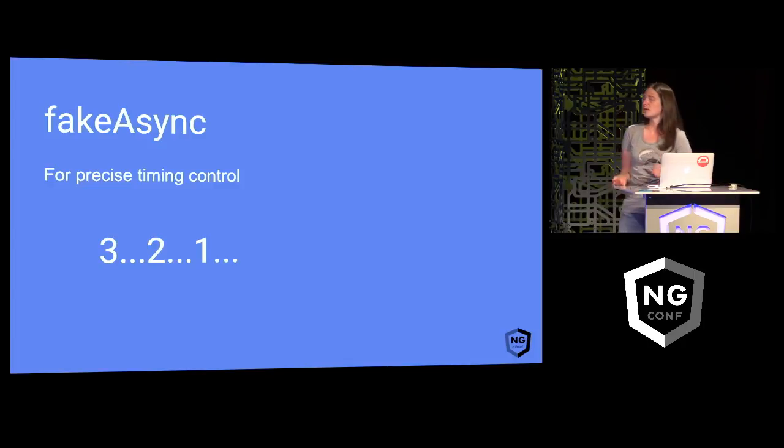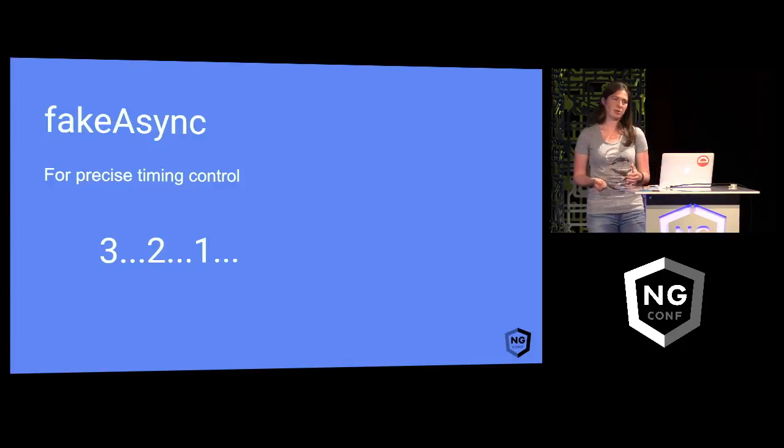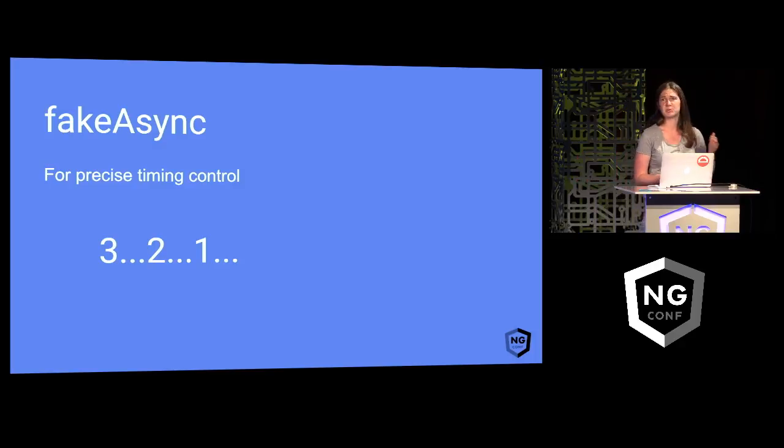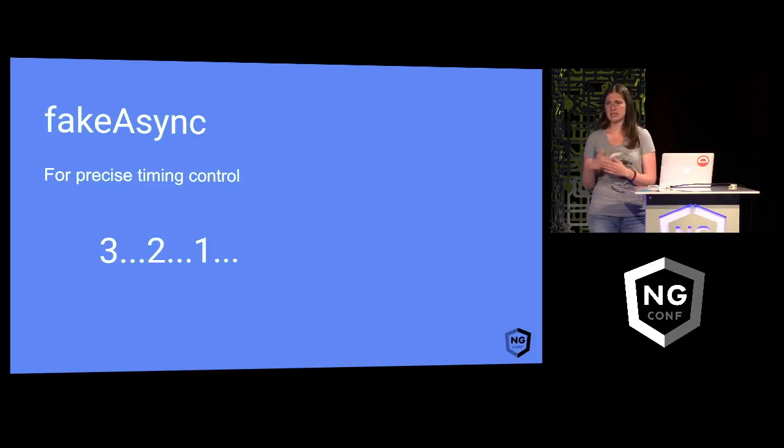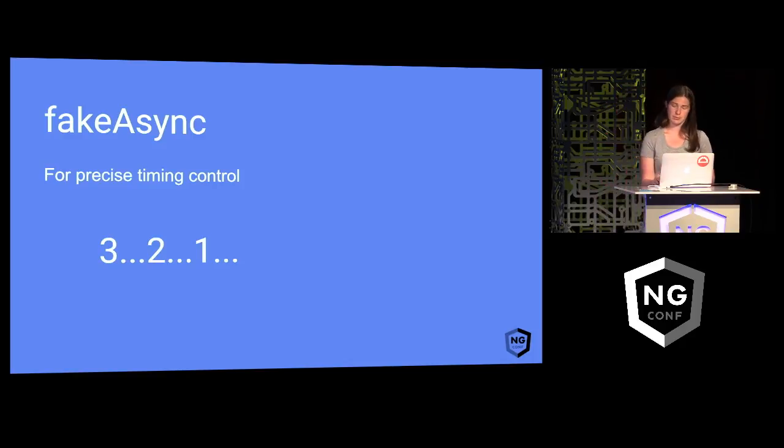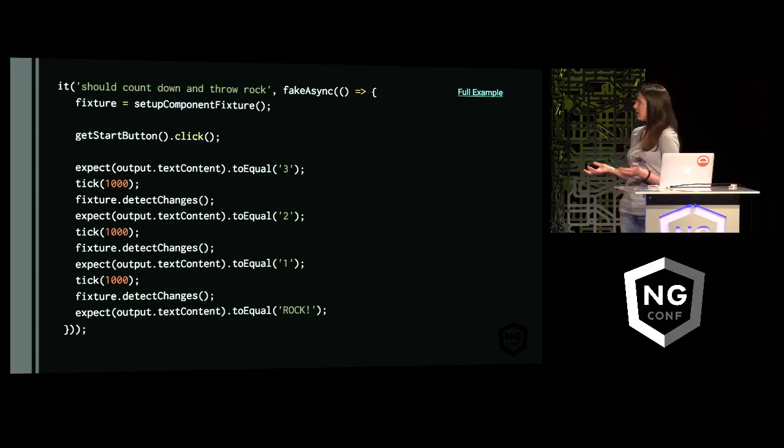All right, the last thing that I want to talk about is the fakeAsync helper. This is useful for when you need precise control of timing to really check that something works in your component. So let's say that we have a component which plays rock, paper, scissors with you. It's going to count down for 3, 2, 1, and then throw rock, paper, or scissors. And so we don't want to just test the beginning state and the very end state. We want to ensure that it's actually running that countdown and changing every second. We can do this with the fakeAsync wrapper.